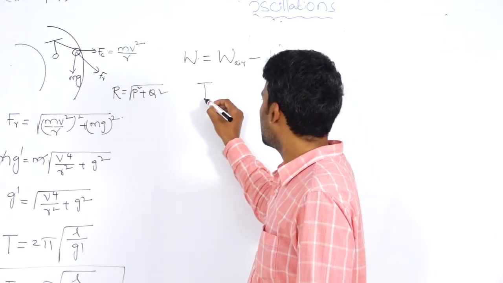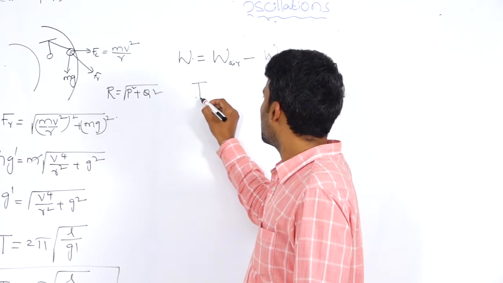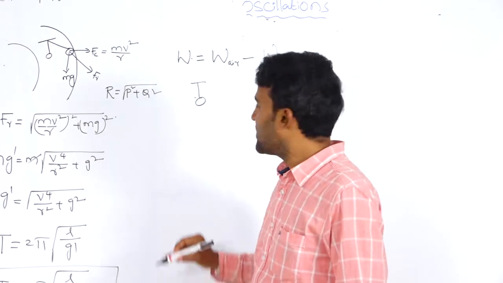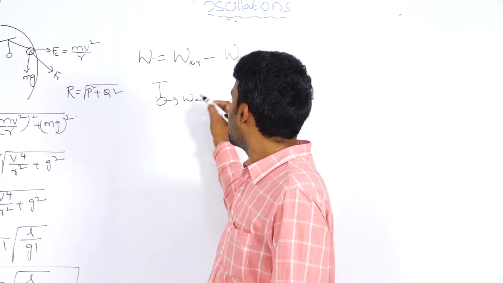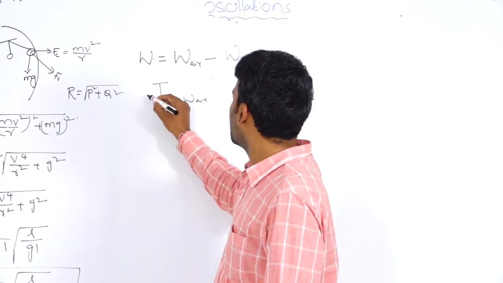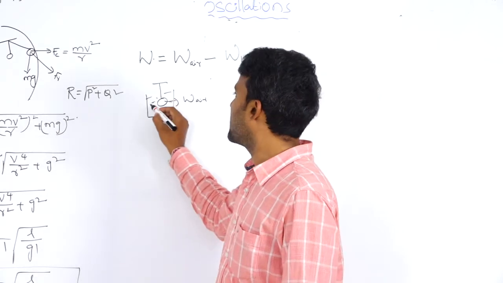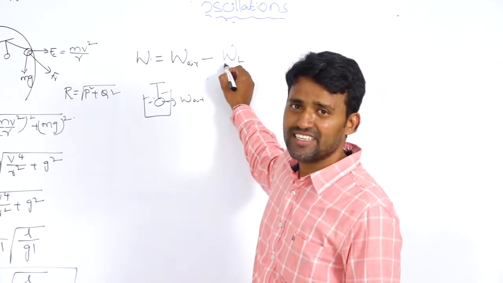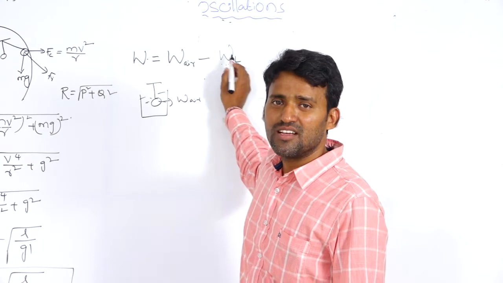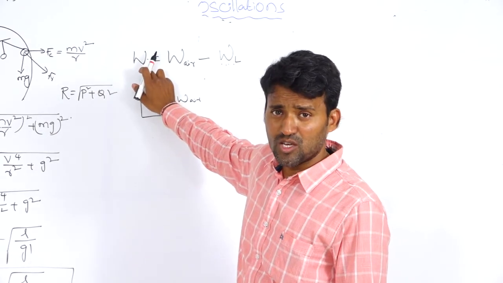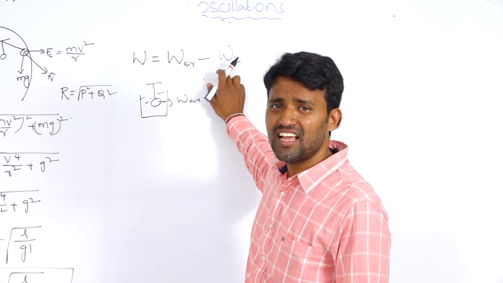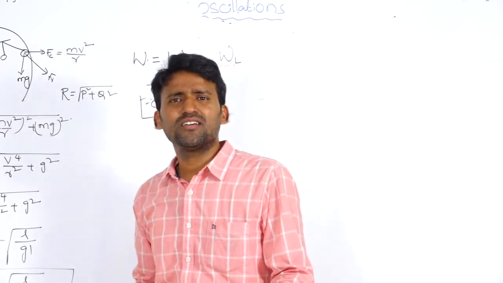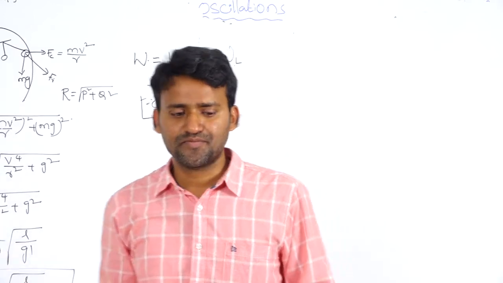See, I am taking this one simple pendulum. Weight of the object in air is W_air, and if it is placed inside the water, at that time the weight of the object inside the liquid is W_liquid. The loss of weight is equal to weight of the object in air minus weight of the object in liquid. Simply you can analyze like this.